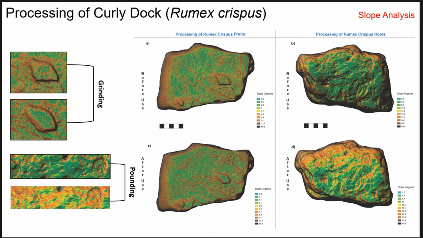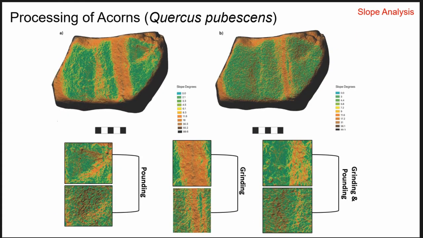On the other hand, we have the upper part of the tool, which in its natural state didn't have a lot of natural depressions and was more or less flat. After this area of the surface was used to pound roots, you can see the development of these depressions which appear after use. This is another example of our slope analysis, applied to a tool that was used to process acorns. We used three different areas of the tool. We exploited this natural depression on the upper right corner to pound the nuts to open them.